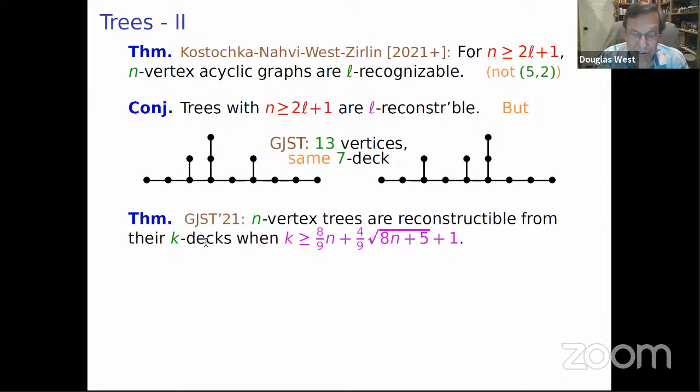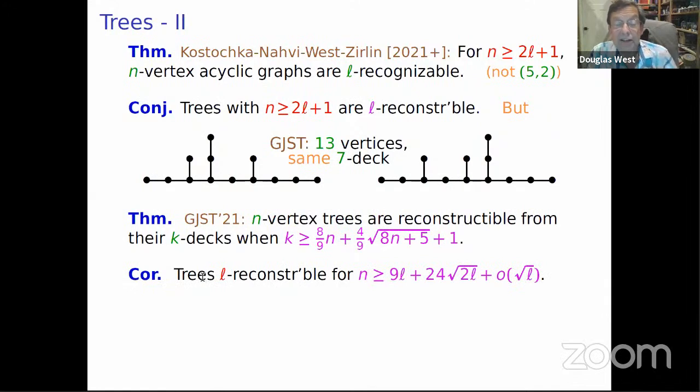But what did they prove? In their paper, they proved that n-vertex trees are reconstructible from their k-decks when k is at least about 8/9 of n. So if we turn that around and ask what this says about the relationship between n and n minus L to talk about L-reconstructibility, they have proved that trees are L-reconstructible when the number of vertices is at least 9L plus something involving the square root of L. That's pretty good as a threshold, although we're trying to lower it.